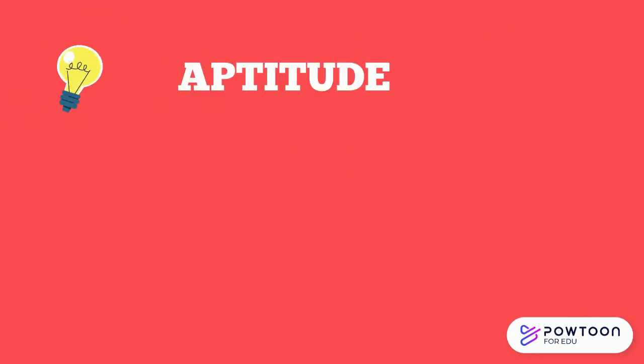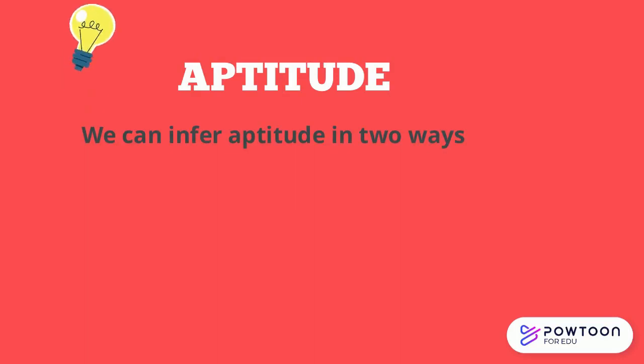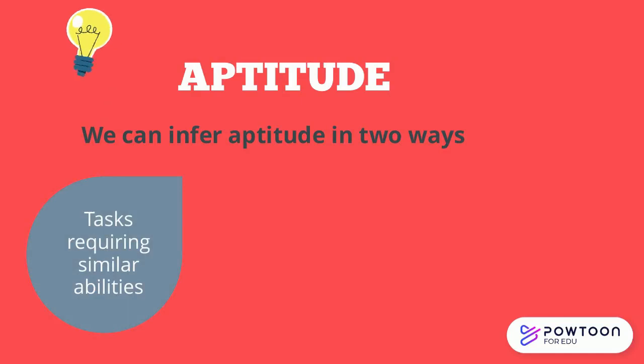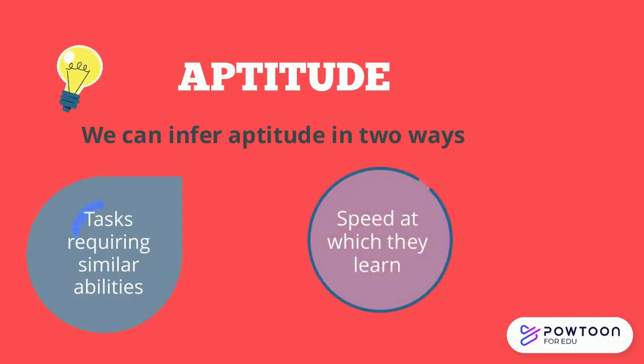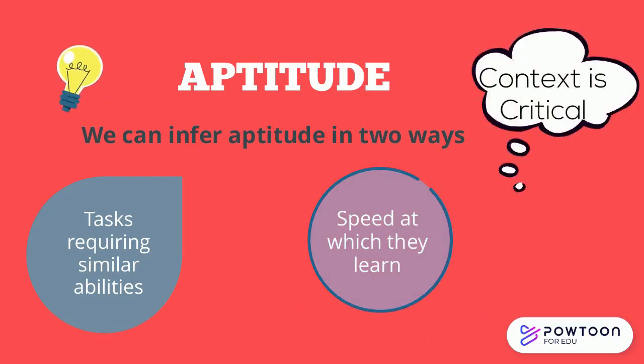If propensities are innate, one might ask, how can we determine aptitude? Aptitude can be inferred in two different ways. One is tasks, and the other is the speed in which they learn. It's critical to remember, though, it's all based on the situation that the student is in.